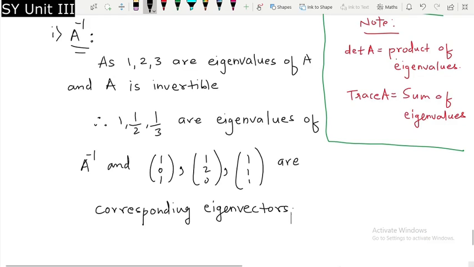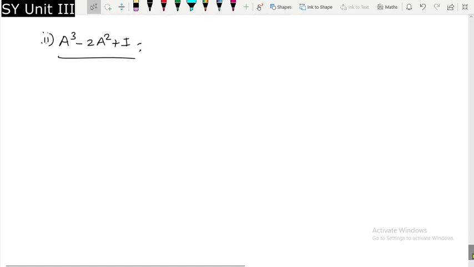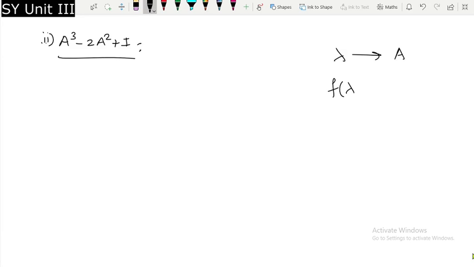Now we'll go for the second one. So what is asked in the second one? Now we have to find the eigenvalues of this matrix also, and also find the basis of the eigenspaces, or you can say the eigenvectors. So over here I have to introduce some polynomial. One result we have seen: if lambda is an eigenvalue of A, then f of lambda is an eigenvalue of f of A, where f of x is some polynomial.